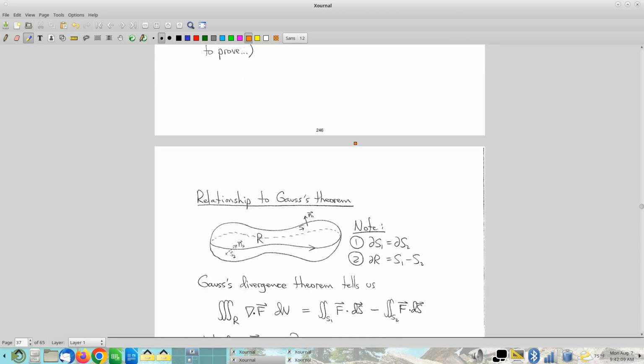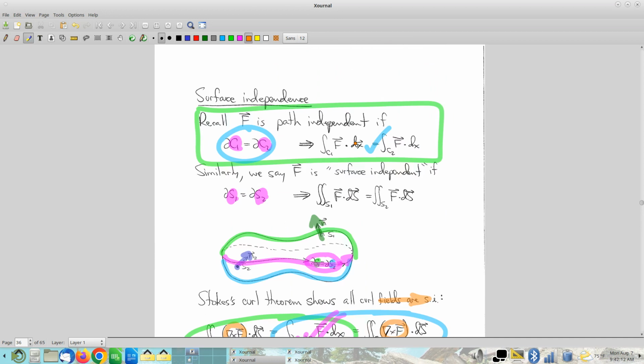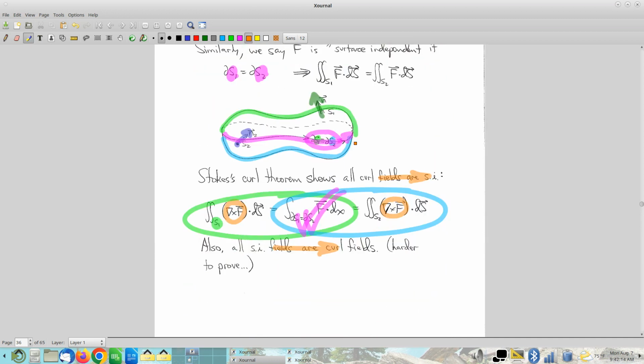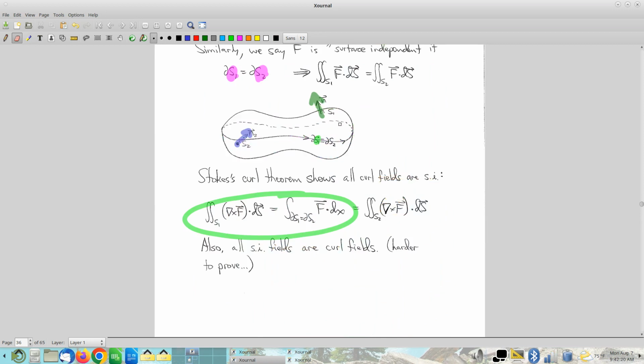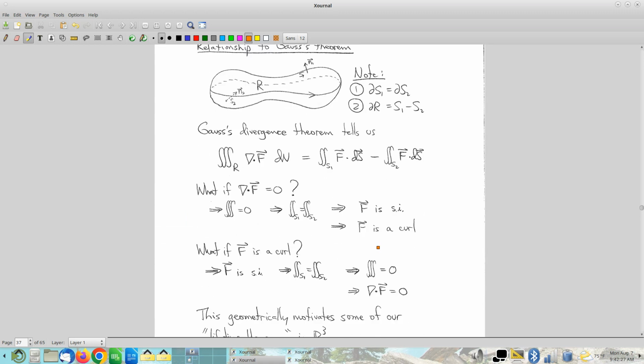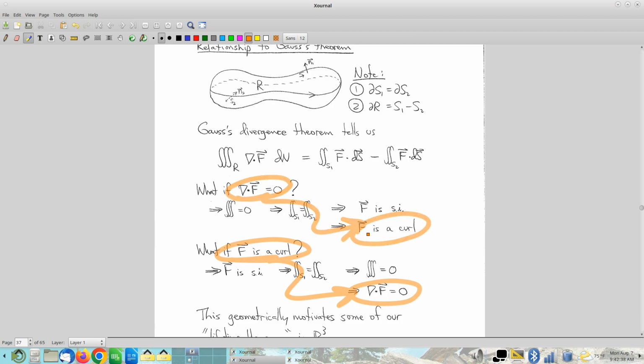So, neat fact. We talked about surface independence. We see that surface independence comes about if you have a curl. Oh gosh, so much to erase. But being a curl, we see some reasoning here that promotes that being a curl is simultaneous with divergence being 0. So that means that divergence being 0 can serve as a test of whether or not a vector field is surface independent.